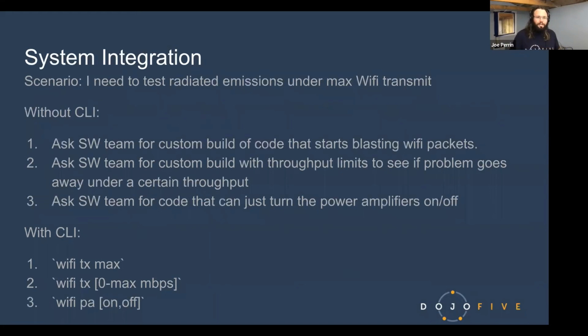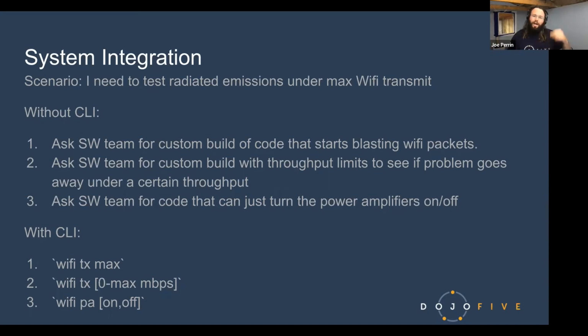But let's keep going. System integration guys come by and they're like, hey, radiated emissions under max Wi-Fi transmit. We're doing FCC testing or coexistence testing with other features on the board. So they want the max Wi-Fi packet transmit build. You can give it to them. Well, then they see a problem at max transmit, so they also want to try at a lower bandwidth or a lower transmit speed. Okay, great. I did that for the hardware engineer.